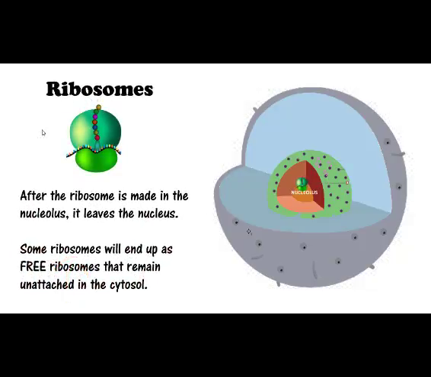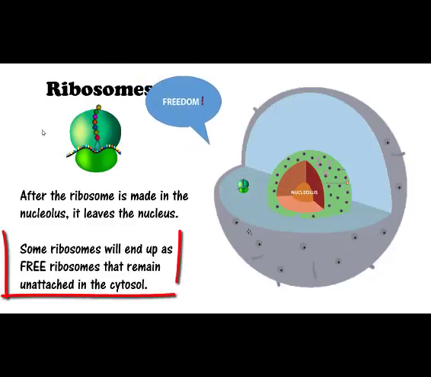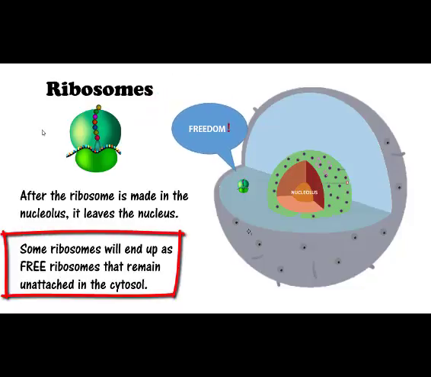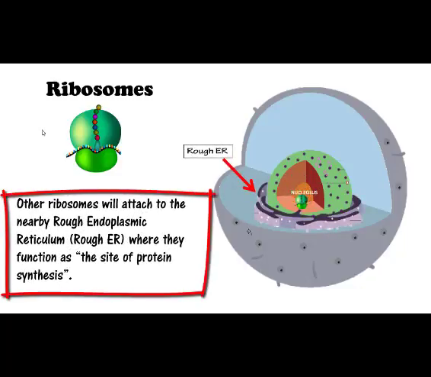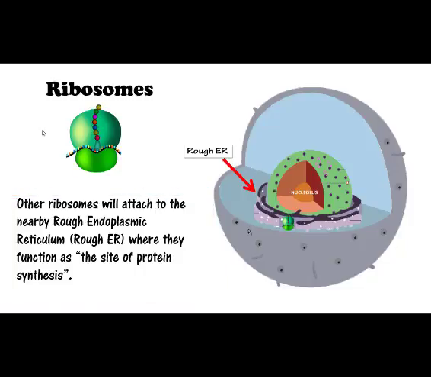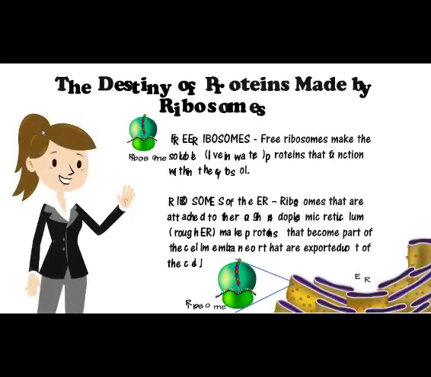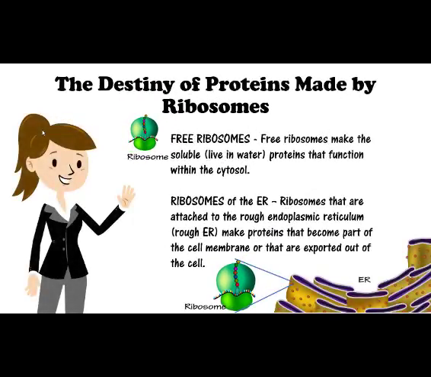After the ribosome is made in the nucleolus, it leaves the nucleus. Some ribosomes will end up as free ribosomes that remain unattached in the cytosol. Other ribosomes will attach themselves to the nearby rough endoplasmic reticulum, or rough ER, where they will function as the sites of protein synthesis. Free ribosomes will function to make soluble proteins that will function within the cytosol.